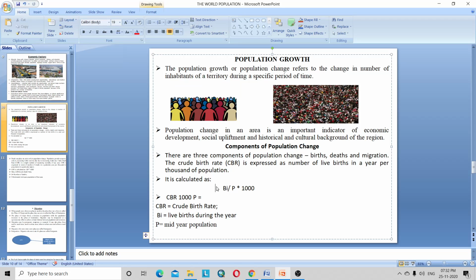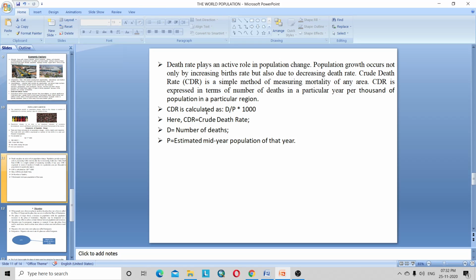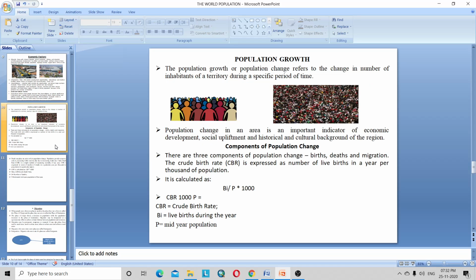So these are the formulas. To calculate birth rate: BI divided by P into 1000, where this is the crude birth rate, BI is live births during the year, and P is the mid-year population. The other one is the death rate calculation: D divided by P into 1000, where D is the number of deaths and P is the estimated mid-year population of the year. So these are the formulas to find out the death rate and birth rate of a particular area.